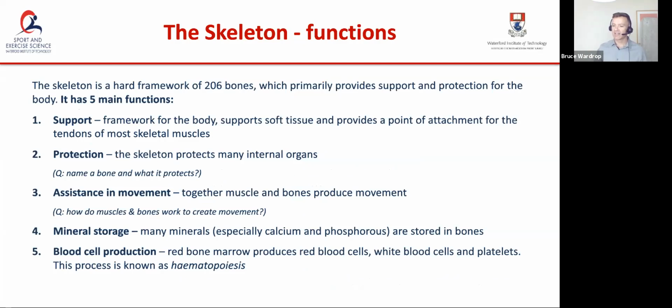Right, so let's look at the skeleton in a little bit more detail. The skeleton is a framework of about 206 bones in your body, and it has 5 main functions. The 5 main functions of the skeleton are: 1, to provide support. So it's a framework, it's the scaffolding for your body. It supports the soft tissue, and it provides a point of attachment for the tendons of most of your skeletal muscles. So in order to generate movement, your muscles are going to be attached to the skeleton at 2 points, and they'll cross over a joint.